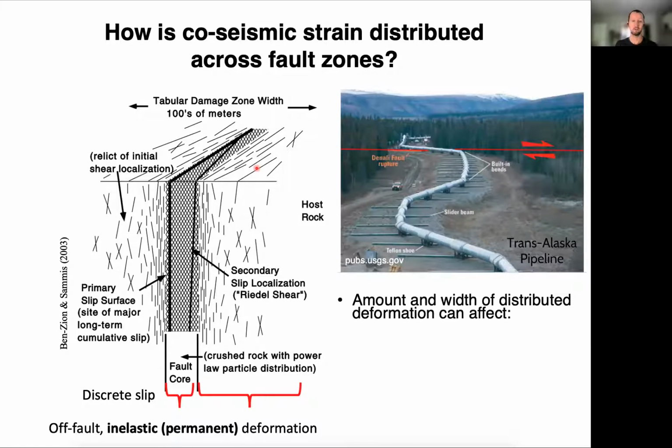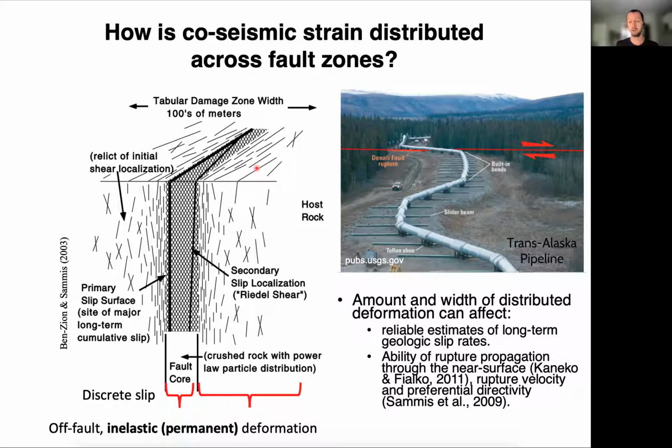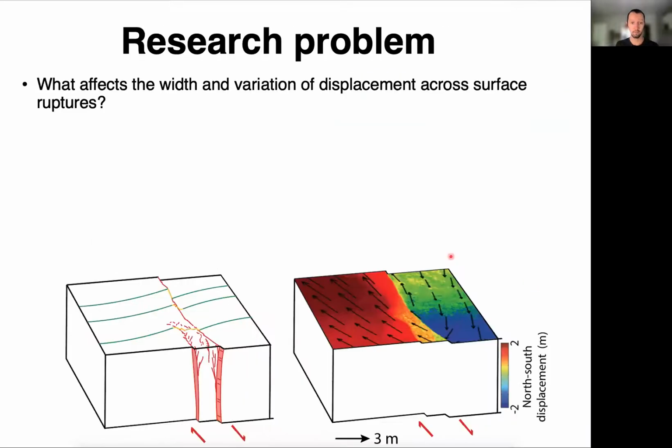And so it's important to try and understand what is the amount and width of distributed deformation, because it can affect how we estimate long-term slip rates. It's been shown to affect the ability of ruptures to propagate through the near surface, rupture velocity and directivity, and poses a significant hazard to nearby infrastructure, such as an example here of the Trans-Alaska Pipeline crossing the Denali Fault.